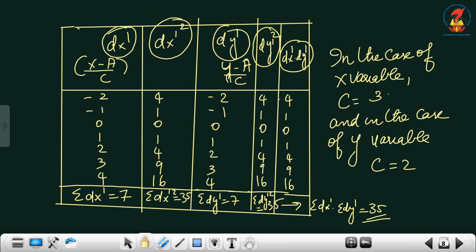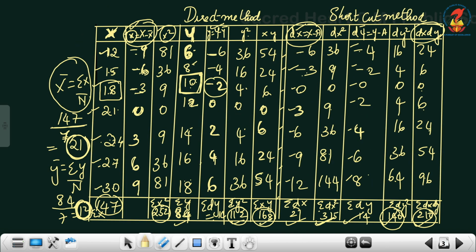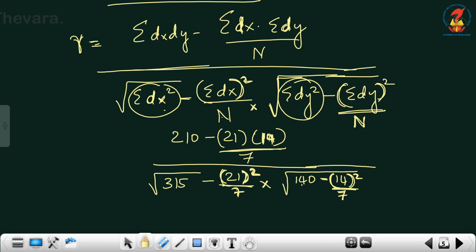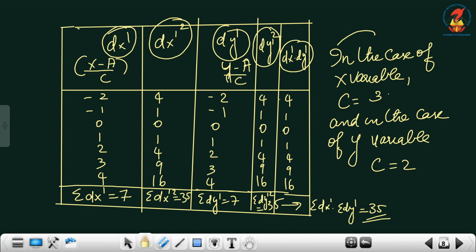Now what is dx dash? X minus a by c. What was a? For the x variable we took a as 18. X minus a by c. What is c here? You know c is the common factor in the x variable, isn't it? 12 plus 3, 15. 15 plus 3, 18. 18 plus 3, 21. So c can be 3. So in the case of the x variable, the common factor is 3.